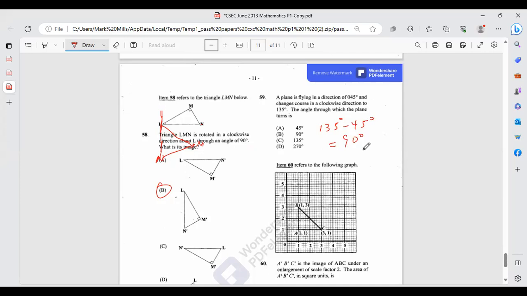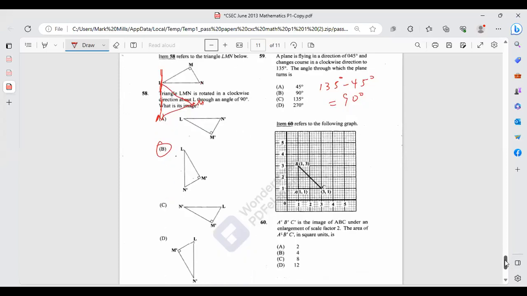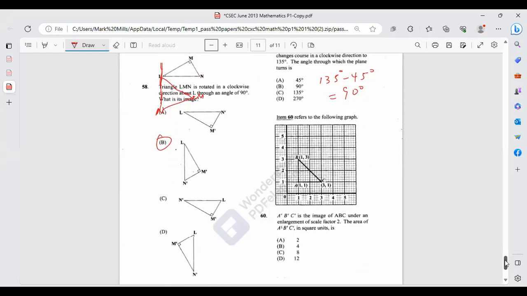All right, so let's see this one now. Number 60. They want me to find the area of the enlargement. Anybody here know the formula to find the area of an enlargement?